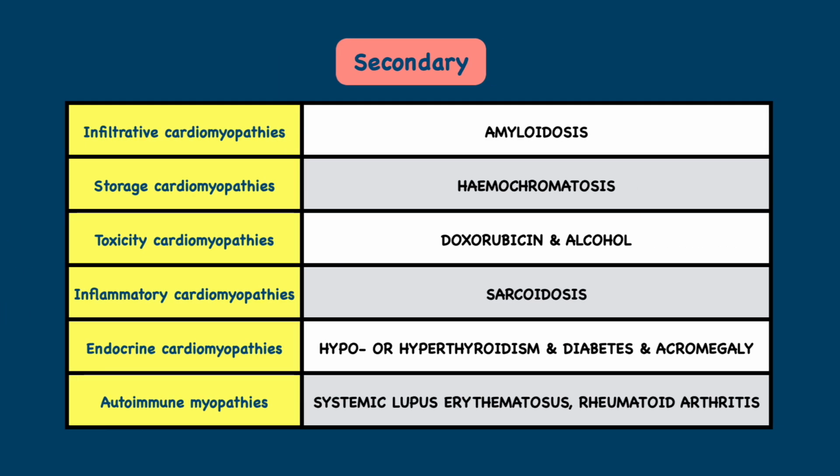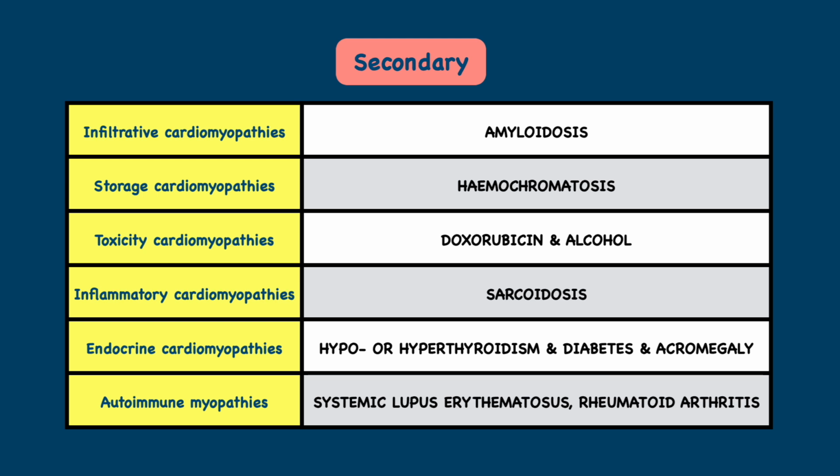For the secondary type of cardiomyopathy, the myocardial disease is secondary to or associated with a systemic disease, or in other words, develops following an underlying condition. Infiltrative cardiomyopathies include amyloidosis. Storage cardiomyopathies include hemochromatosis. Toxicity cardiomyopathies include toxicity due to drugs such as chemotherapy agents.